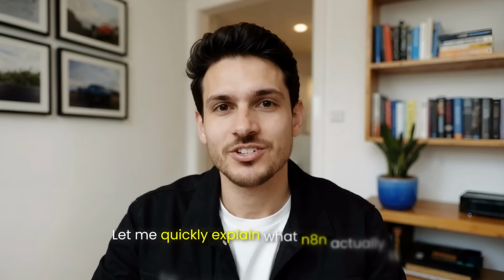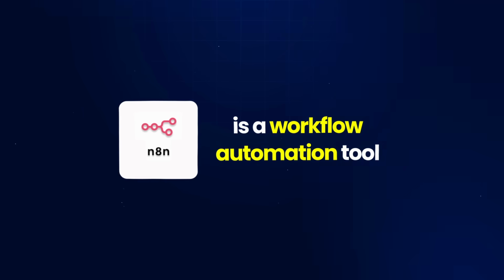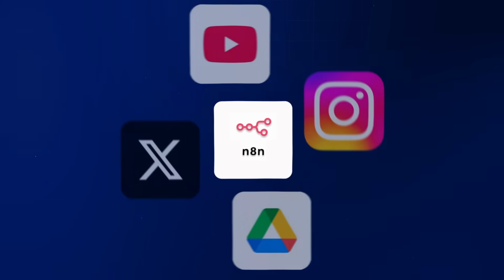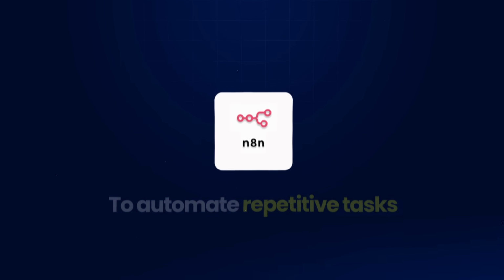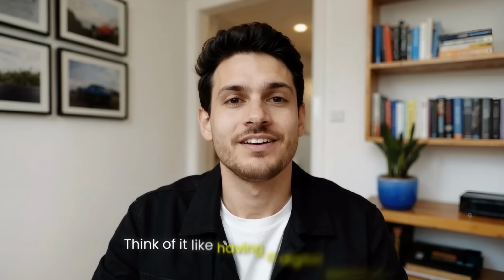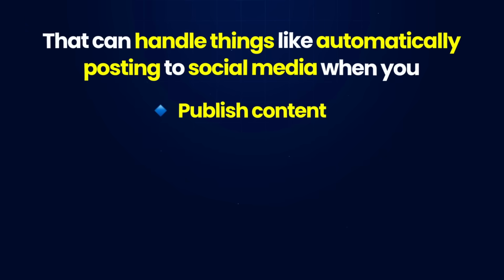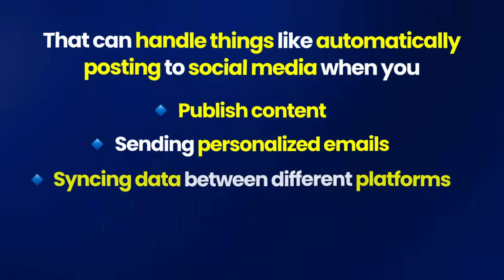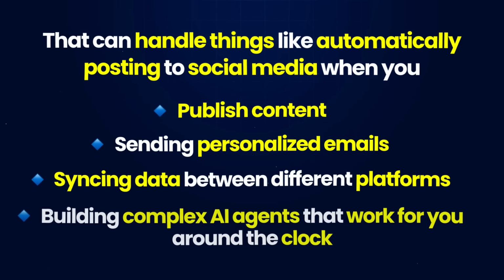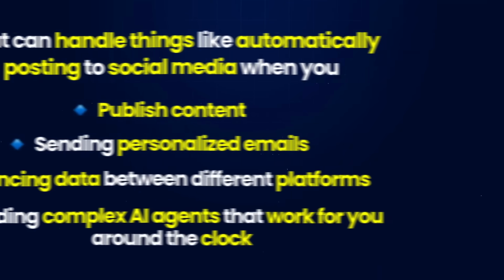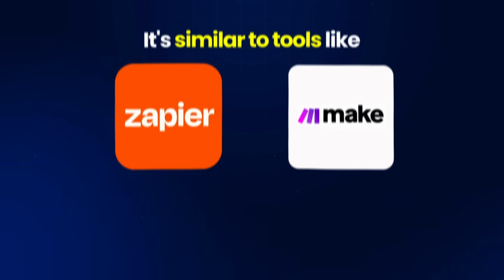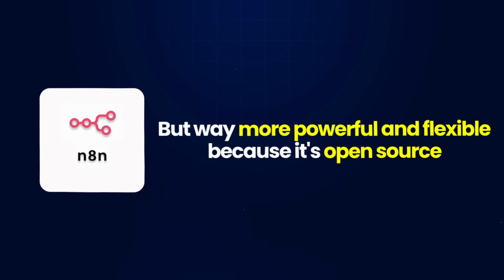Now, before we jump into the setup, let me quickly explain what n8n actually is for anyone who's new to this. n8n is a workflow automation tool that lets you connect different apps and services together to automate repetitive tasks. Think of it like having a digital assistant that can handle things like automatically posting to social media when you publish content, sending personalized emails, syncing data between different platforms, or even building complex AI agents that work for you around the clock. It's similar to tools like Zapier or Make, but way more powerful and flexible because it's open source. And because it's open source, you can actually run it yourself without paying for their cloud service at all.